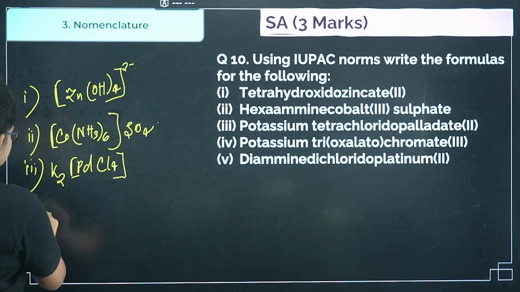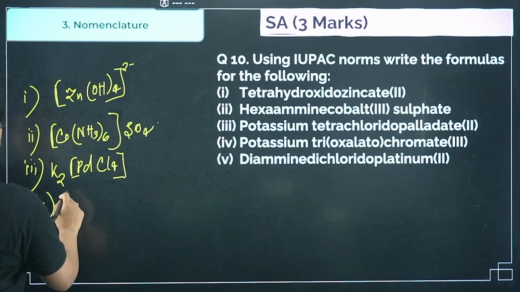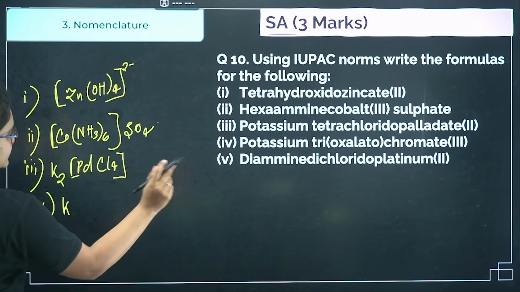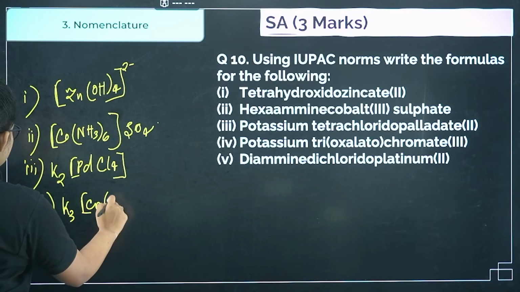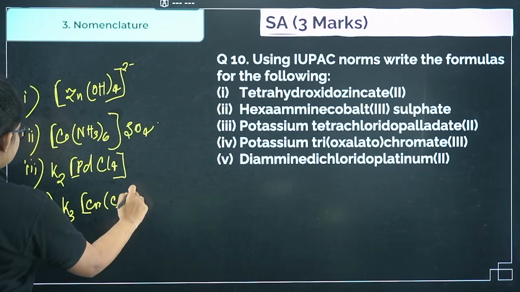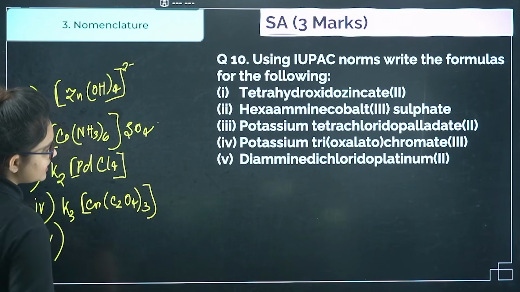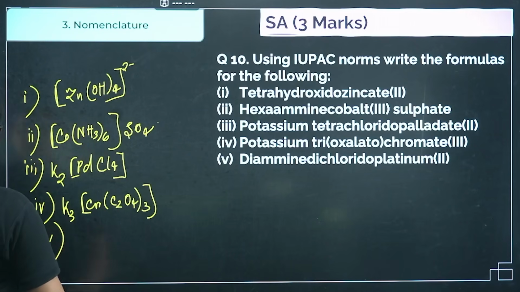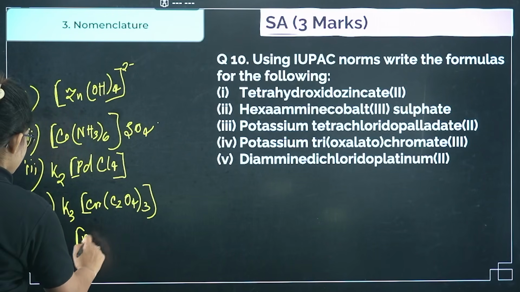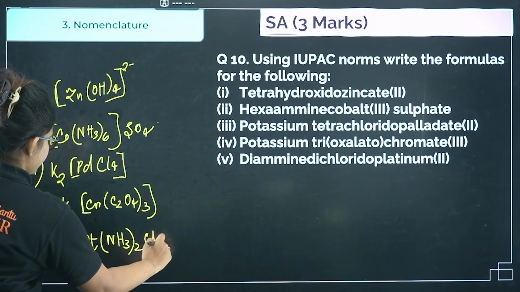Next, fourth one, potassium trioxalatochromate(III). Chromate(III) means the oxidation state must be 3, so K3 Cr, trioxalato C2O4 whole thrice. Chromium also has oxidation state 3. Then, diamminedichloridoplatinum(II): platinum, then diammine, dichloride.